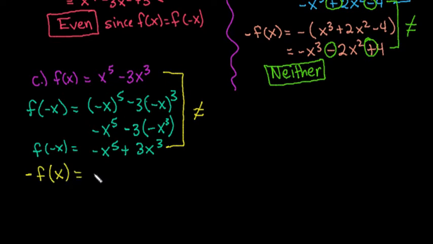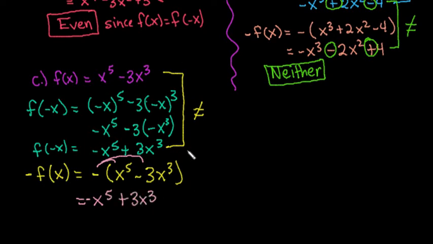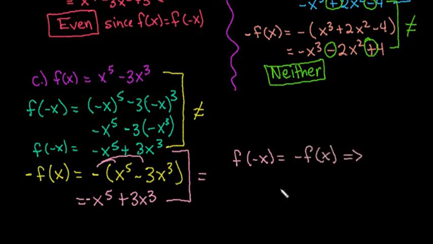So we want to find negative f of x. So I'm going to just take a negative and multiply it into x to the 5th. I already changed the sign on accident. Sometimes my brain gets ahead of me. Minus 3x cubed. And then all we would have to do is distribute the negative in, and we can see that we end up with negative x to the 5th power plus 3x cubed. And so if I compare these two, we can see that these are equal to each other. So f of negative x equals negative f of x. And since this is true, we can say that this function is odd.